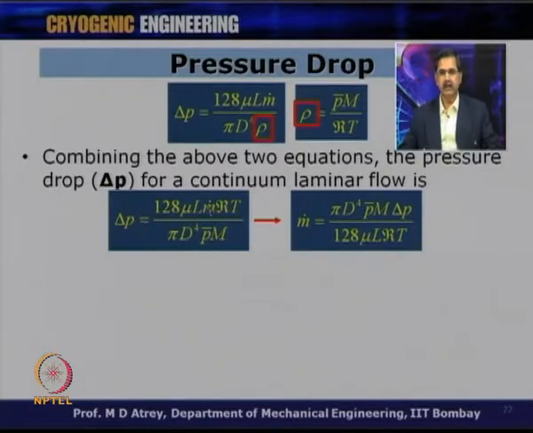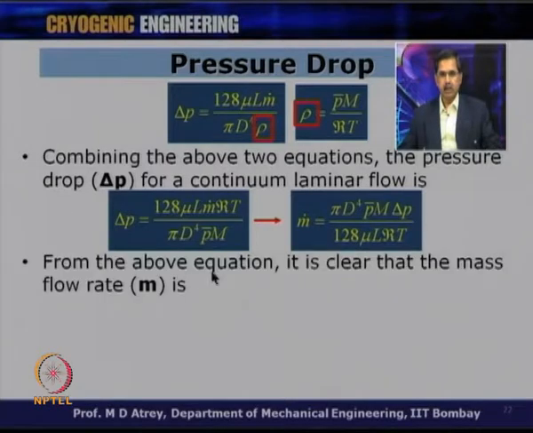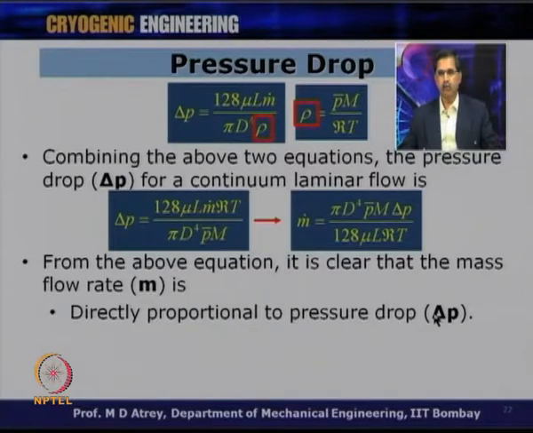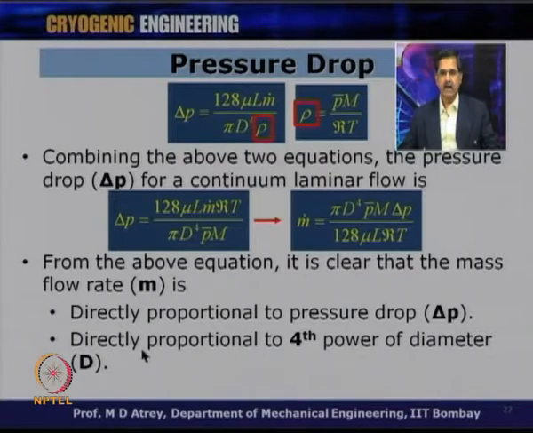So, basically delta P and m dot are directly proportional, and you get a relationship between delta P, L and d. Therefore, you get a relationship between m dot and d, and P and delta P. From the above equation, it is clear that the mass flow rate m dot is directly proportional to the pressure drop. So, if the pressure drop is higher, the mass flow rate is going to be higher, and it is directly proportional to the fourth power of diameter. Delta P had an inverse relation with the fourth power of d, while mass flow rate has a direct relationship with the fourth power of diameter.